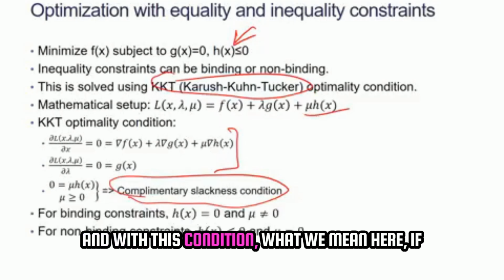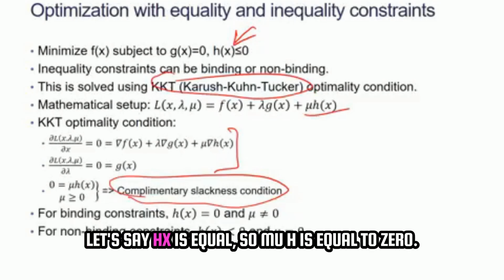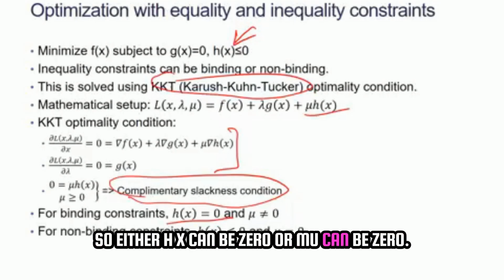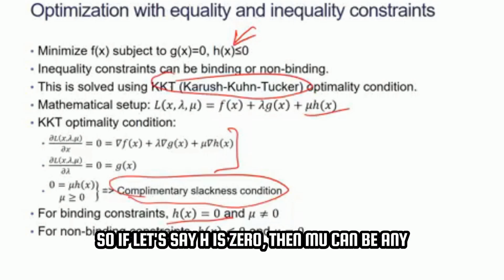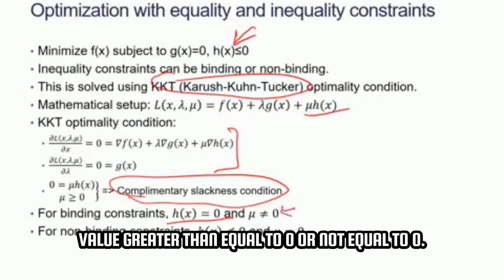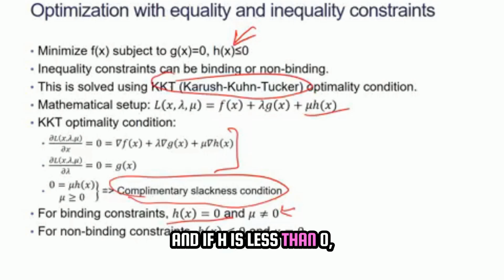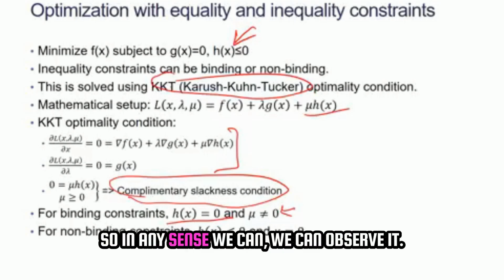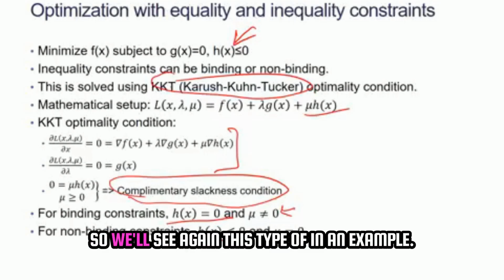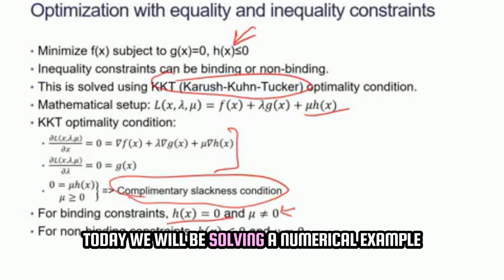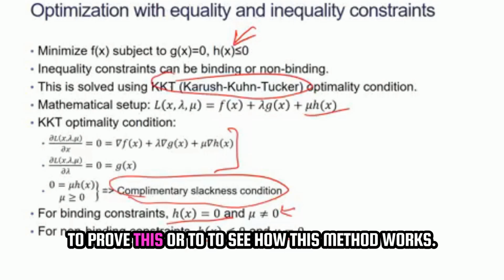With this condition, what we mean is that mu h(x) is equal to 0, so either h(x) can be 0 or mu can be 0. If h(x) is 0, then mu can be any value greater than or equal to 0. And if h(x) is less than 0, then mu will be equal to 0. So in any sense we can observe it. We'll see this again in an example today. We'll be solving a numerical example to see how this method works.